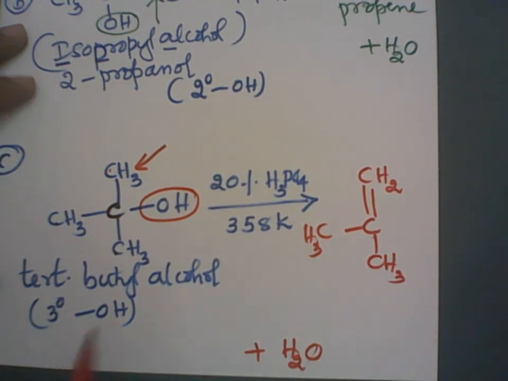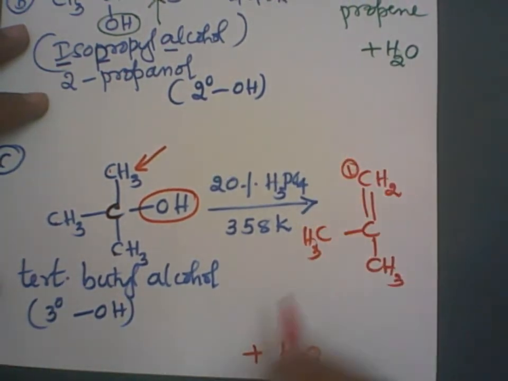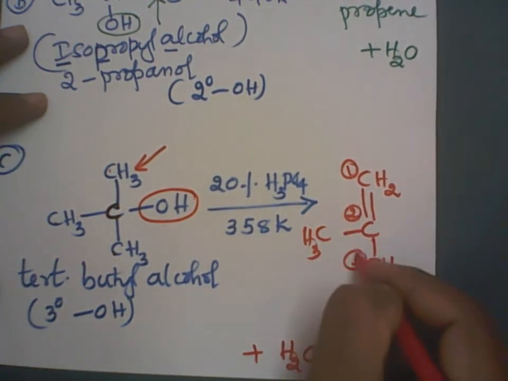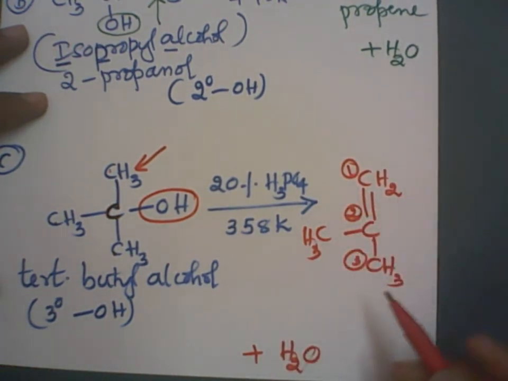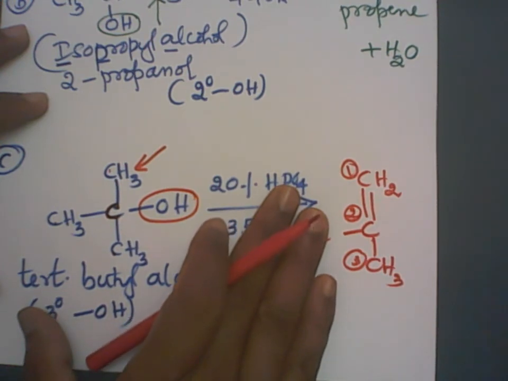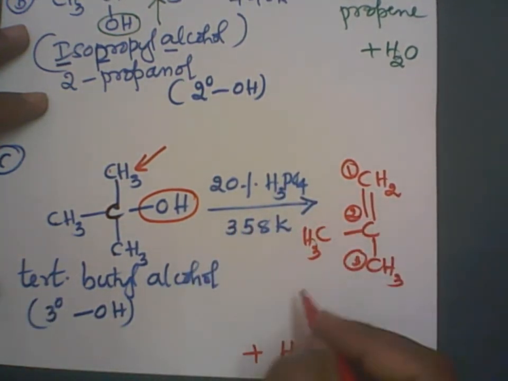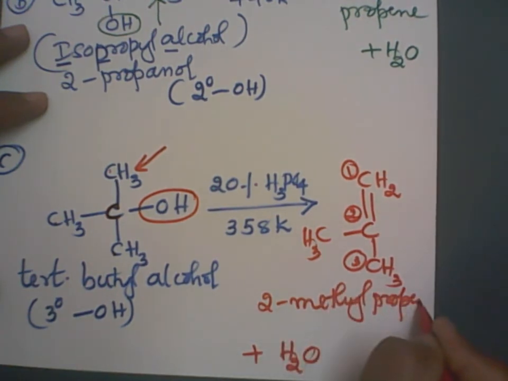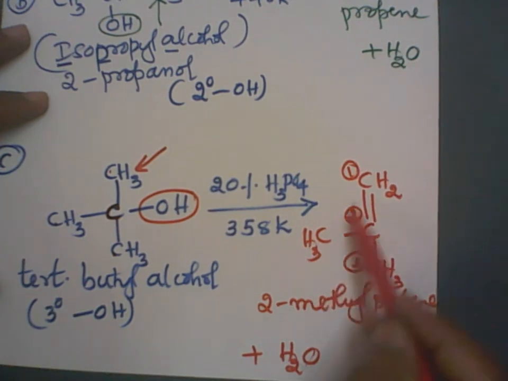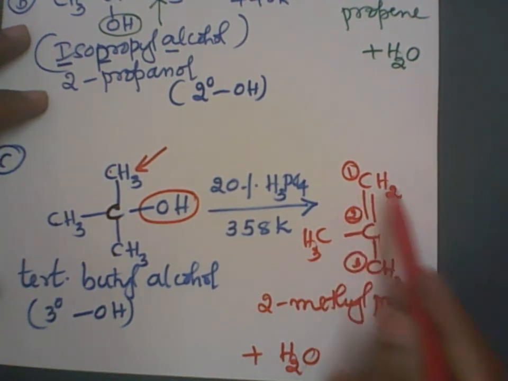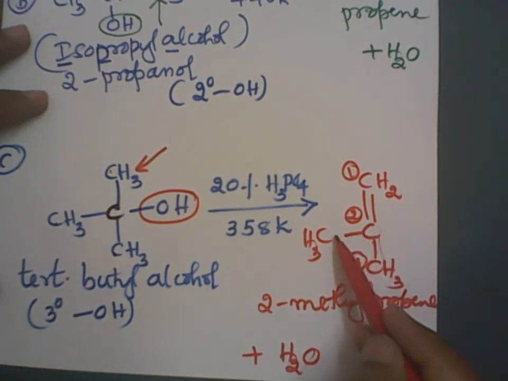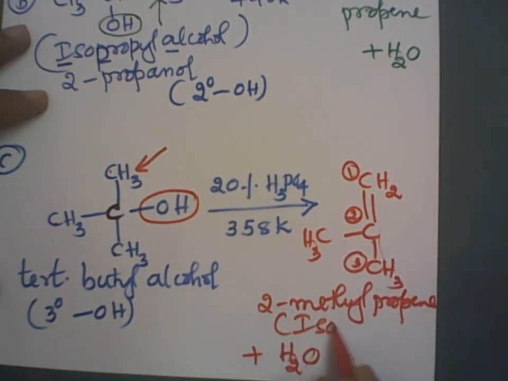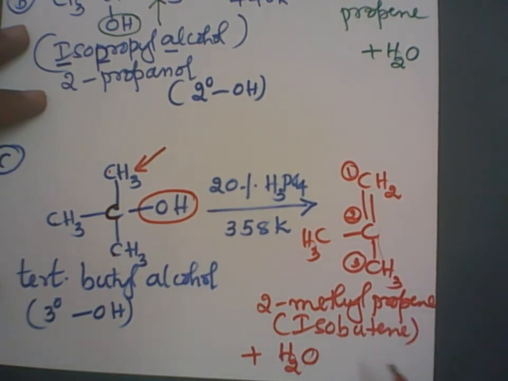Clear? Now we'll write out the IUPAC name of this compound. This is carbon number 1, this is carbon number 2, this is carbon number 3. The longest chain includes the double bond. So it is a propene. Which propene? 2-methyl propene. So it is 2-methyl propene. Clear? How many carbon atoms are there? 4 carbon atoms. Branching is there. So this can also be called isobutene.